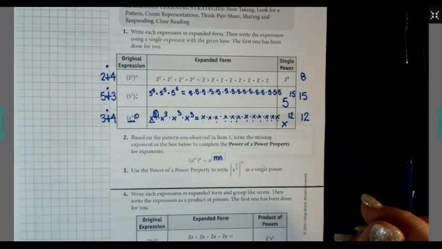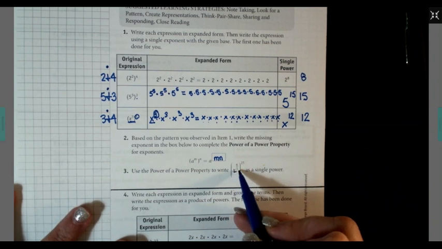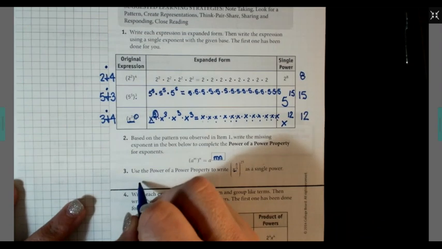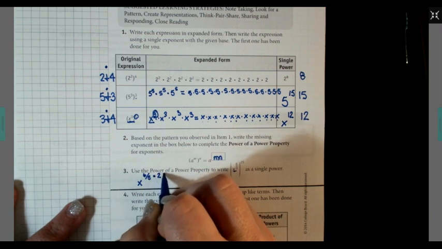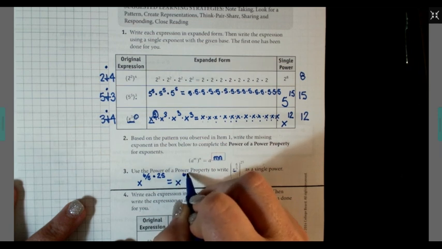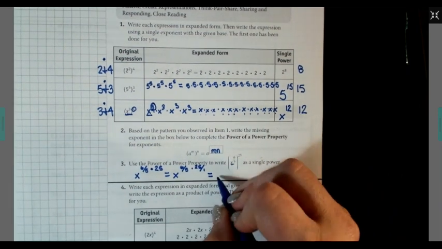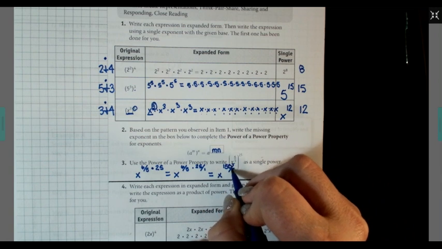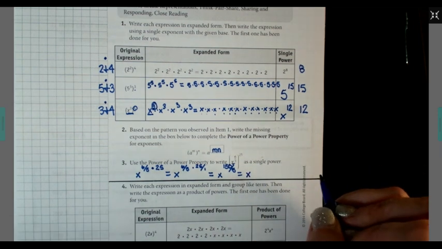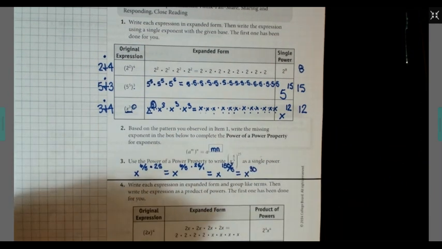Here in question 3, it says, use the power of a power property to write x to the 6/5 to the 25. Okay? So we just said if we have a power raised to another power, we multiply the two powers together. So we've got x, and we're going to multiply 6 over 5 times 25. That would be x to the 6/5 times 25 over 1. Let's see if we can start simplifying this. x to the 150 over 5. x to the 150 divided by 5, 30 power. Ooh, boy. X to the 30th power.